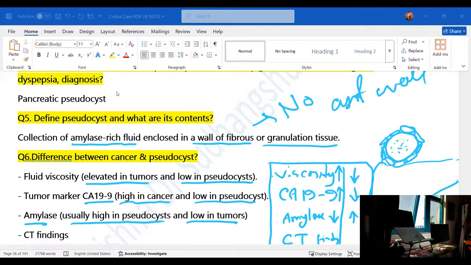Difference between cancer and pseudocyst. Fluid viscosity will be high in cancer, but less in pseudocyst. Tumor marker CA 19-9 will be high in cancer, but low in pseudocyst. Amylase will be high in pseudocyst and low in tumor, and the CT finding.